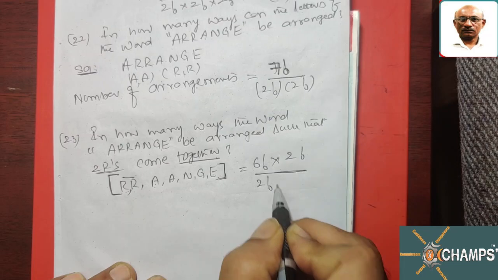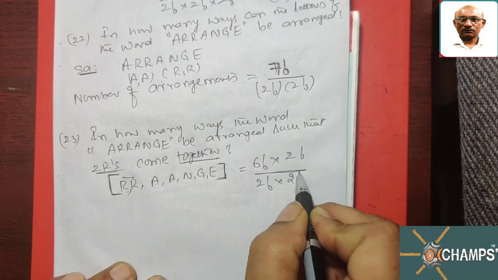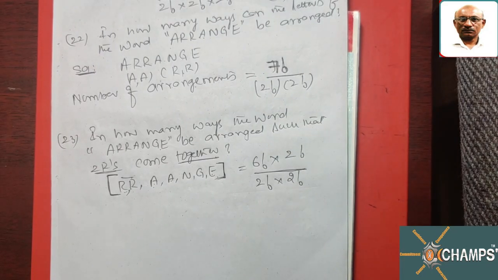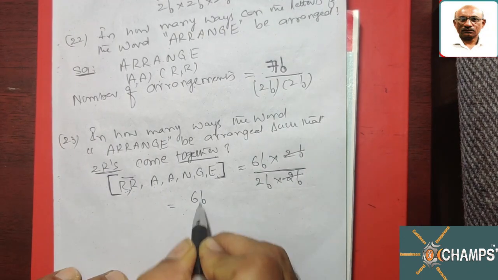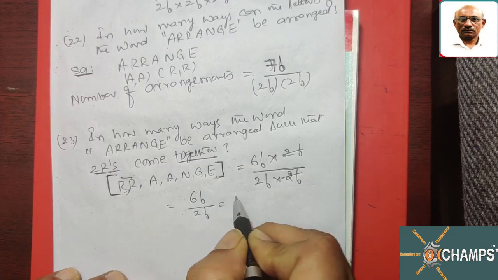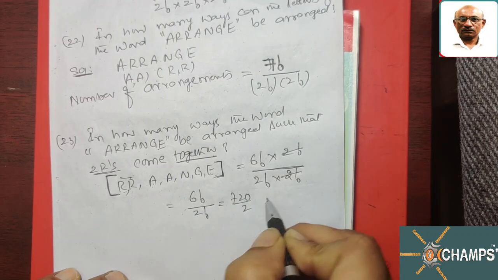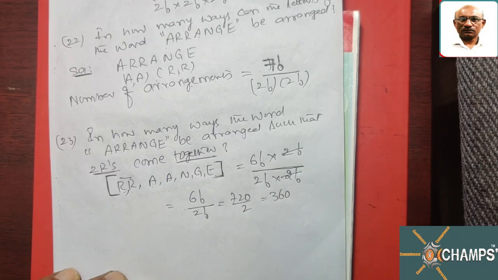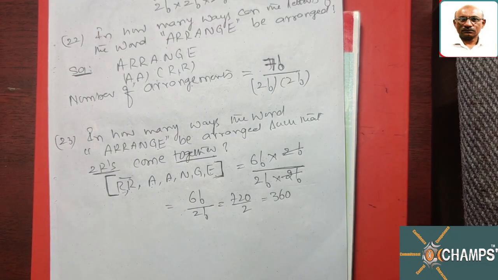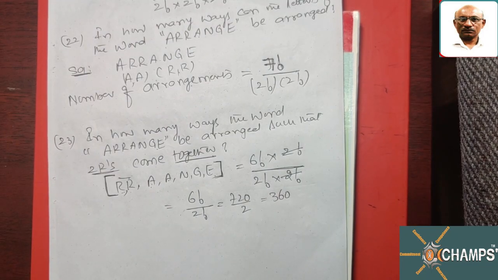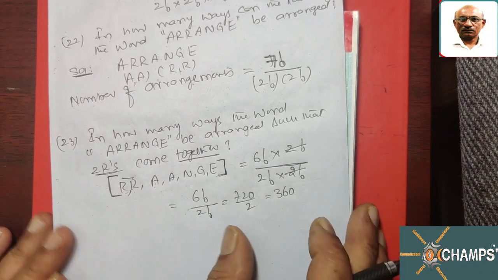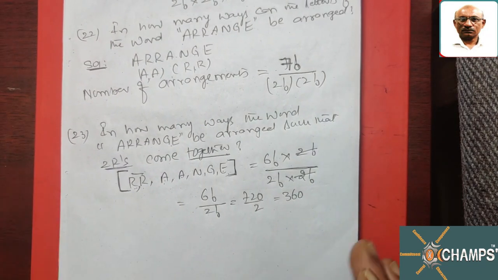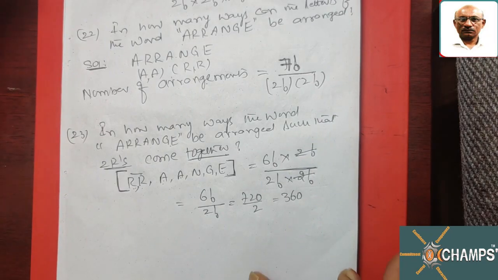R is repeated 2 times. A is repeated 2 times. So divided by 2 factorial into 2 factorial. So this 2 factorial cancels. 6 factorial by 2 factorial, 720 by 2, 360. This is the answer to the given question.